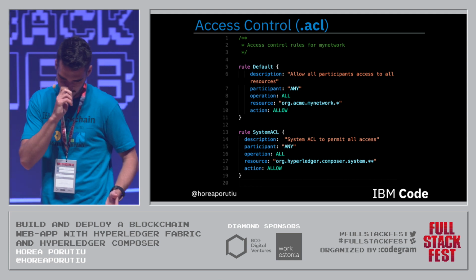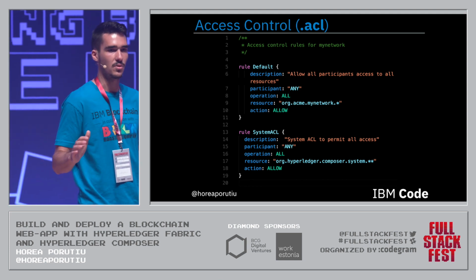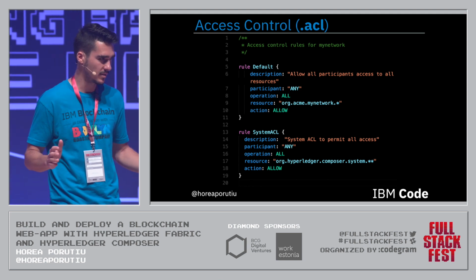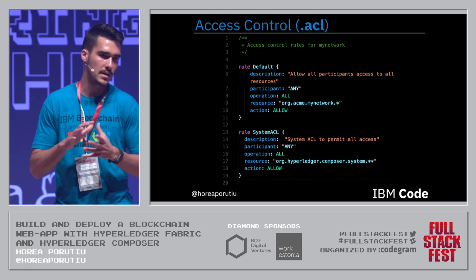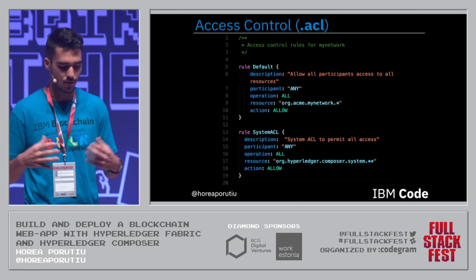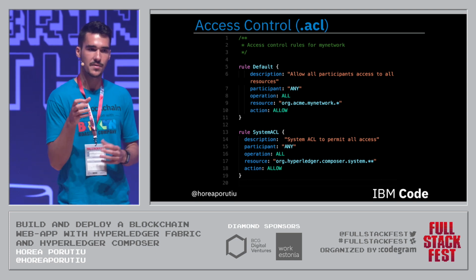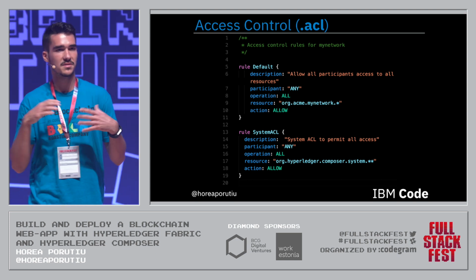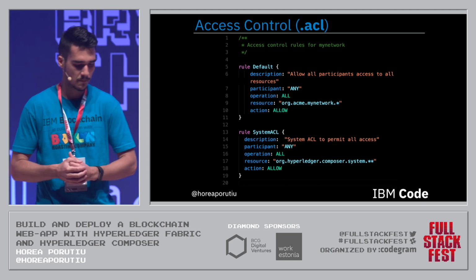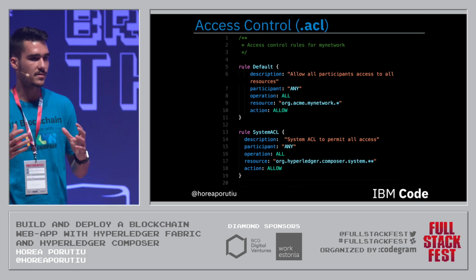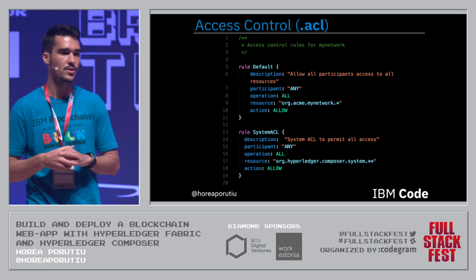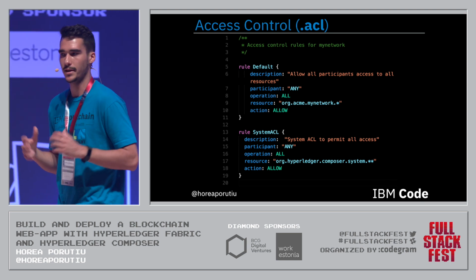By default, we have something very simple: everyone has access to everything. In a more complex scenario, you want to reference certain participants and say they only have read access. Maybe some different participants have write access. So this is where you will do that, and this is the private or permissioned architecture.